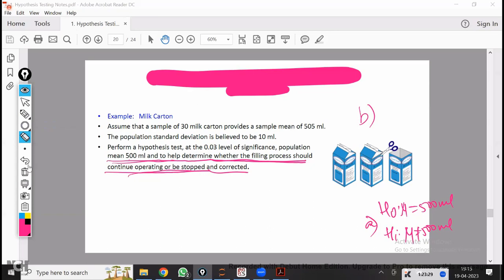Now read the same question. Read once again the same question, this time without keeping the word called corrected. Up to here only. Again, read the question. Without the word corrected, now, what is the null and alternate hypothesis?